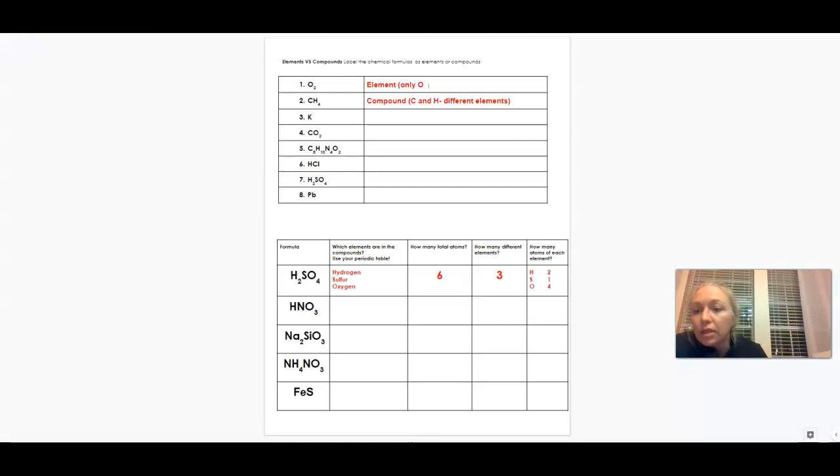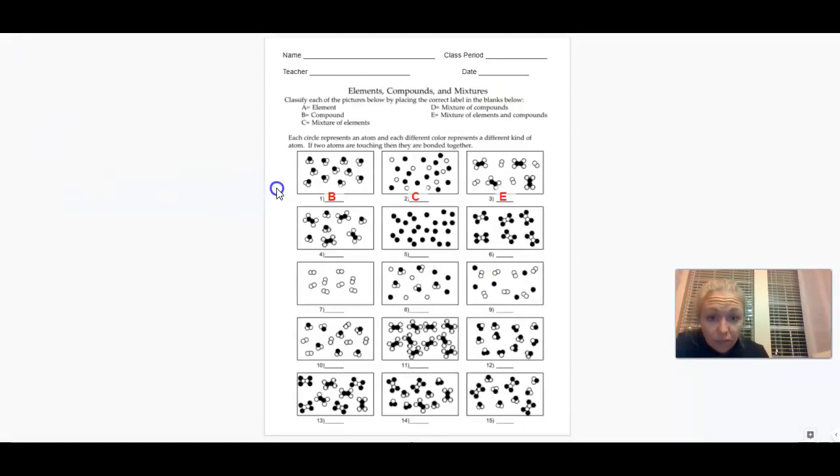So here is an example. Here you can see 1 black, 2 white, 1 black, 2 white, 1 black, 2 white. So those are all the same compound. So the answer for this would be B. Here I have 1 white, 1 black, 1 white, 1 black, but none of them are bonded together. So this is a mixture of white atoms with a mixture of black atoms. Remember, single atoms are elements, so this would be C, a mixture of elements.